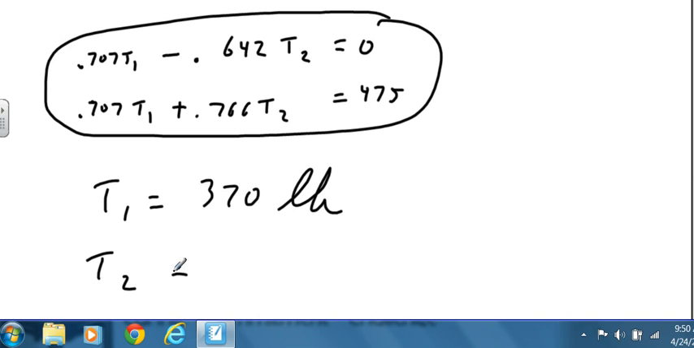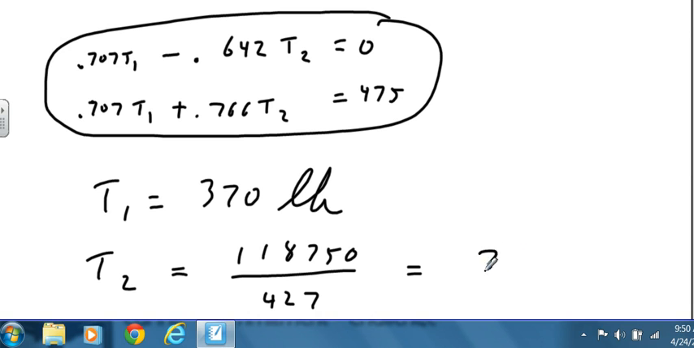All right, so I'm going to solve it, and I'm going to find that T1 is equal to 370 pounds, and T2 is equal to, now, you got to be kidding me, 118750 divided by 427. Why did it do that? All right, well, I know how to do that. 118750 divided by 427, whatever the number is. All right, so 278 pounds. Why would it leave it as an improper fraction like that? That doesn't make any sense. Way to go, calculator. Anyway, that's how I would do that problem.